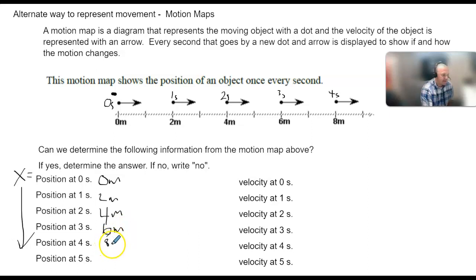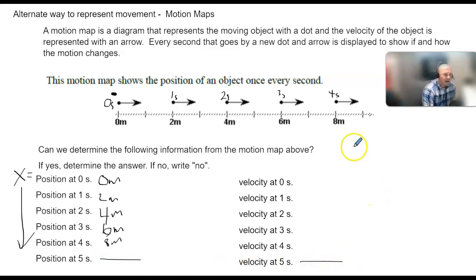The last question is just to make sure you understand that maybe the graph or the motion map doesn't show all of the information that you can answer every single question with. So at position at 5 seconds, I don't know. There's not a fifth dot, so I don't know where this object is at 5 seconds of time. So I'm just going to put a blank there and say that I can't answer it. That also means I can't tell about the velocity at that time as well.